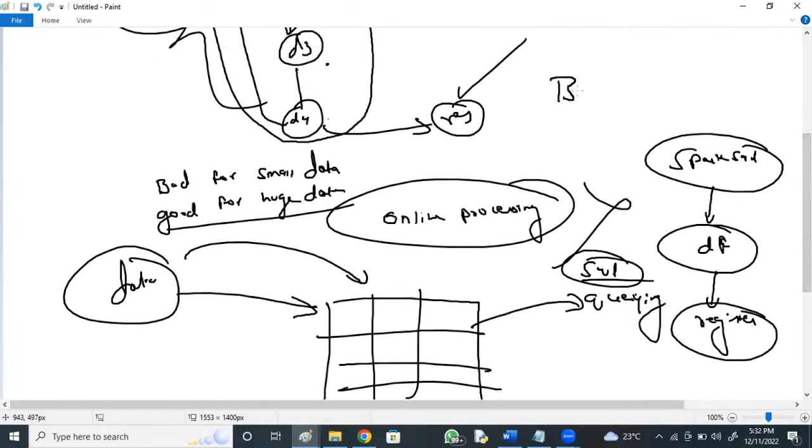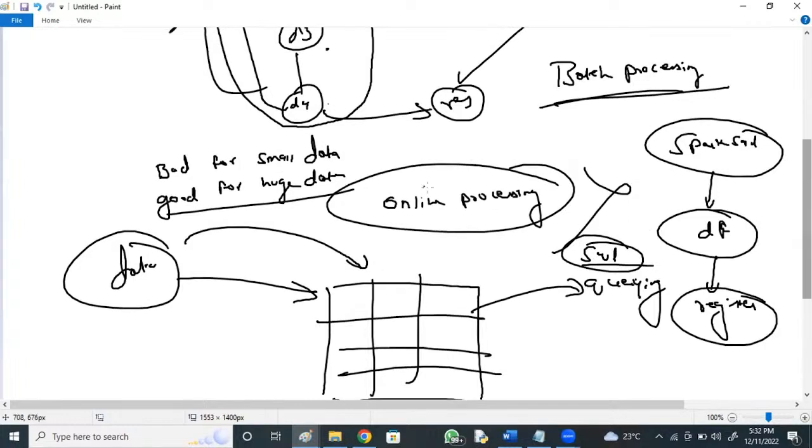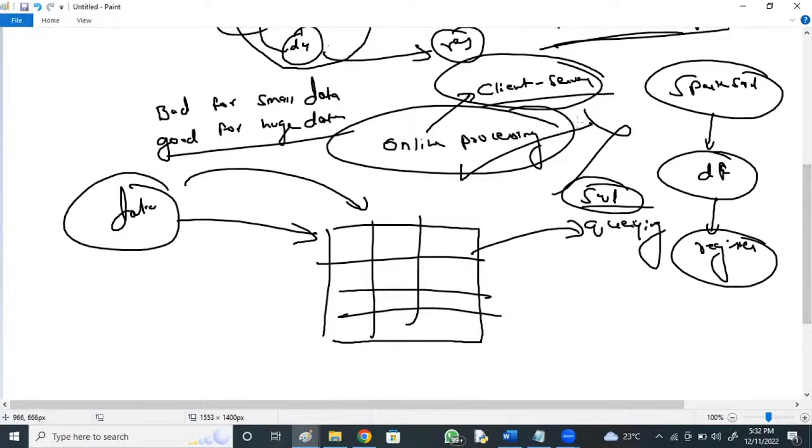One thing is batch processing: millions and trillions of records, divided and partitioned into multiple parts, stored across multiple systems, and processed. Online processing means client-server architecture, with the client giving the request and the server giving the response. But this kind of processing is also possible. I'm not saying it's directly not possible; it's indirect.